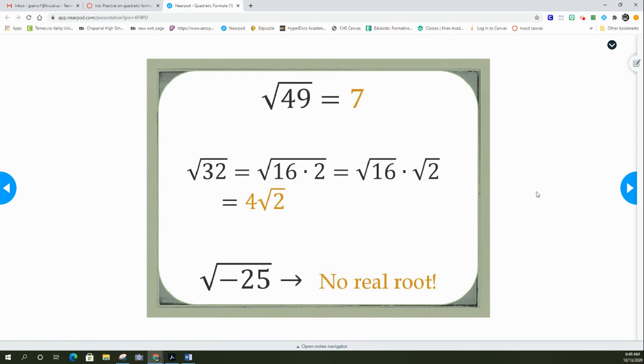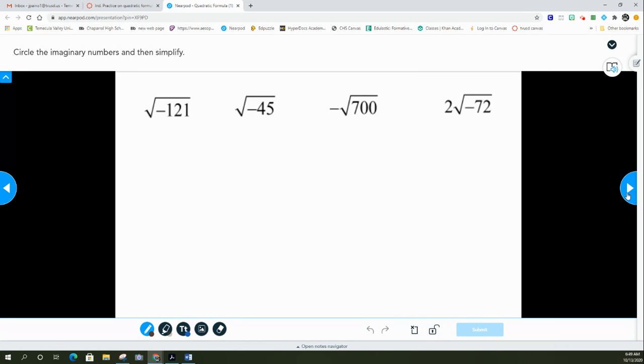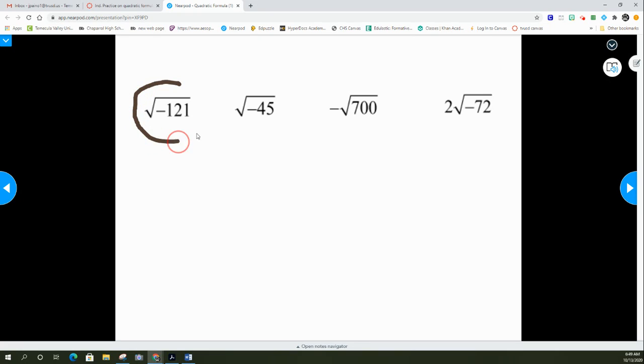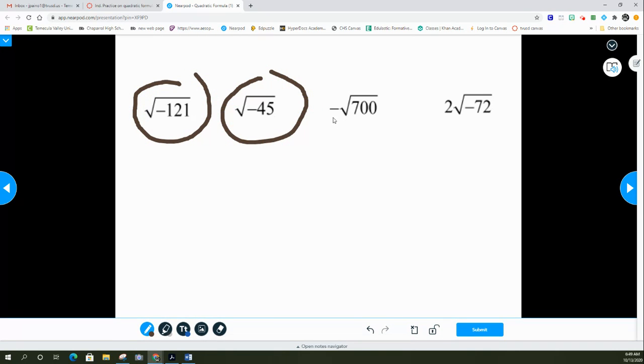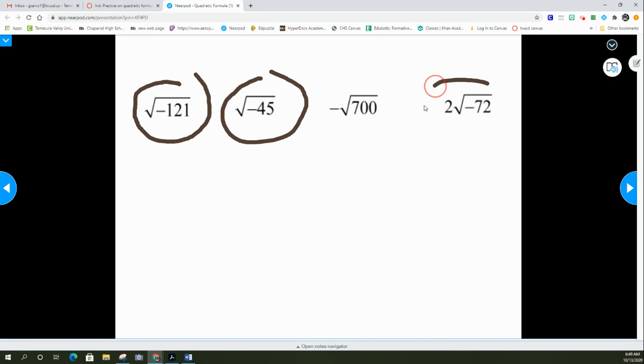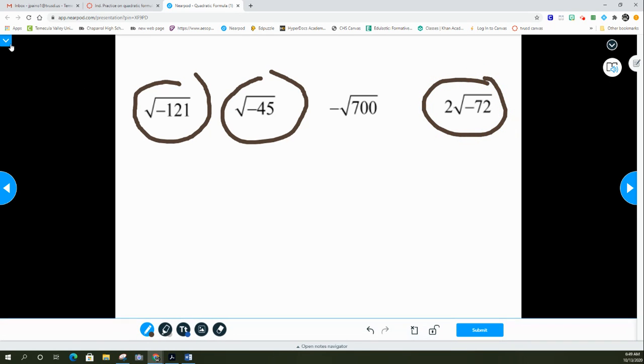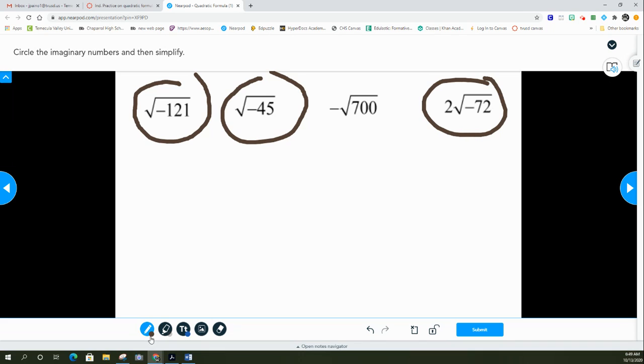All right, so now just going over it, so skip that. Now you'll be trying this one on your own. Which ones are imaginary? Okay, so this one is, this one is, this one's not because that negative is on the outside, but this one is. Now if we want to simplify all these, just more practice.